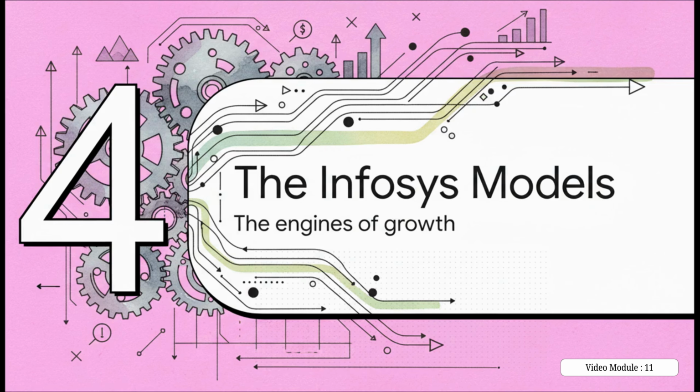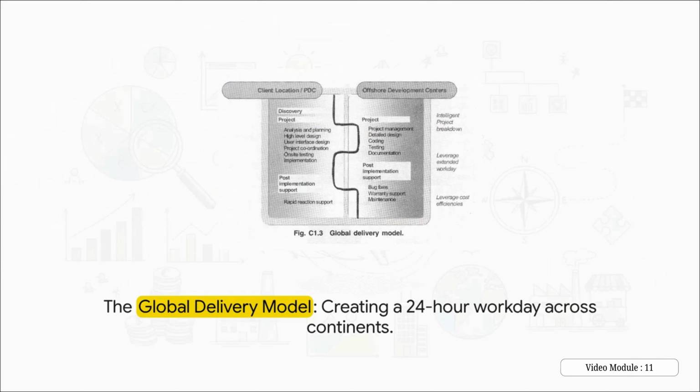But a vision is just a vision, right? How did they actually pull it off? Now we get to look under the hood at the specific models, the engines that powered this incredible growth. This was their game changer, the global delivery model. It was genius, really. Look how it works. Projects get broken down, some work happens right there with the client, on site. But the other parts, the coding, the testing, the support, that happens back in development centers in India. This let them use time zones to their advantage, basically creating a 24-hour workday, and it gave them access to a huge pool of amazing talent at a really competitive cost.